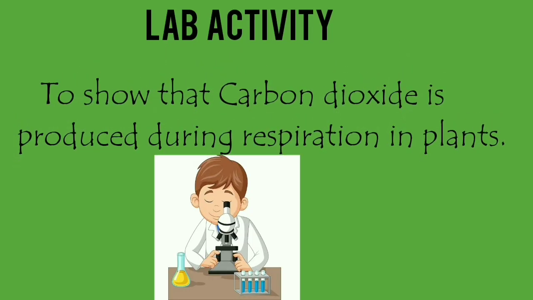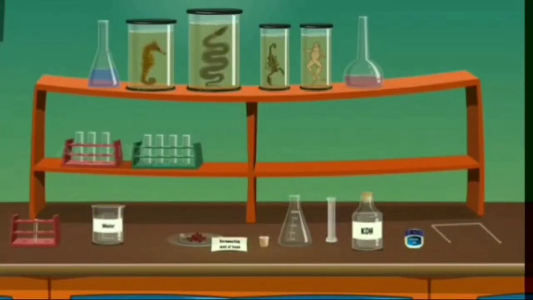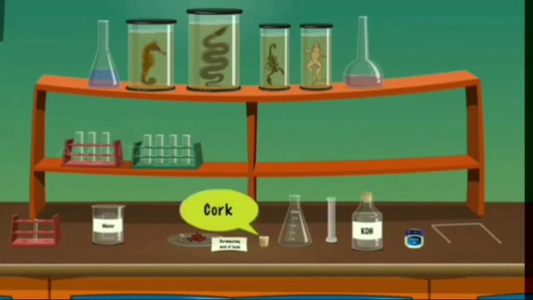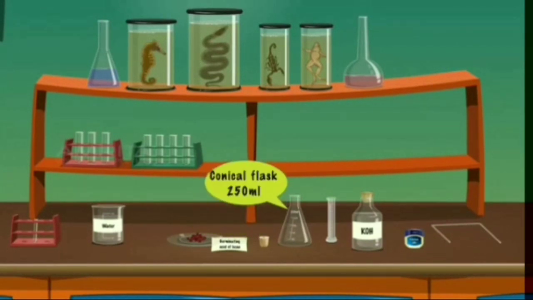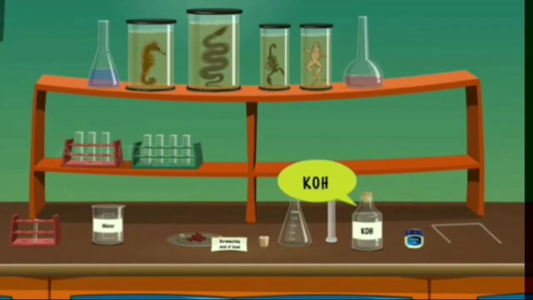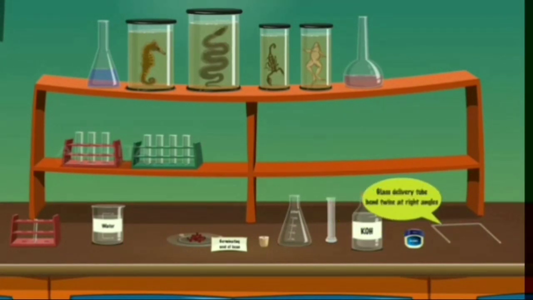Here is a lab activity to show that carbon dioxide is produced during respiration in plants. To do the experiment we require a test tube, a beaker containing distilled water, germinating seeds, a cork with one hole, a conical flask, a measuring cylinder, freshly prepared potassium hydroxide solution, petroleum jelly, and a glass delivery tube bent twice at right angles.